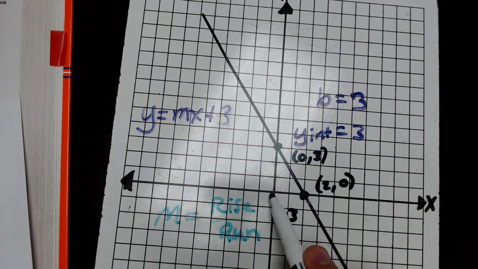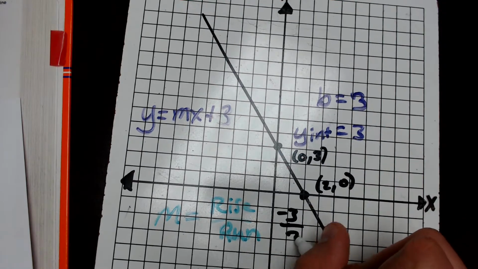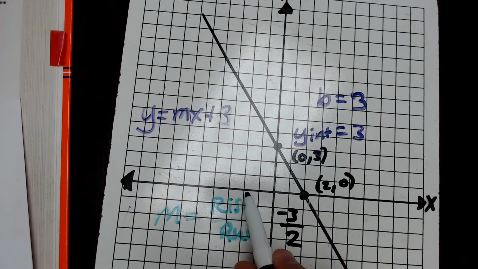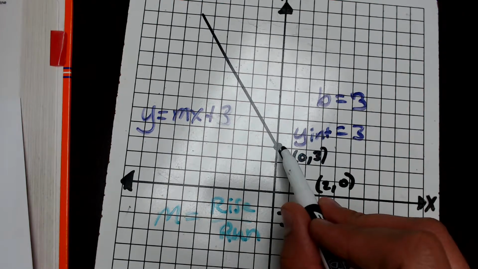Now, how far do I run? How far left or right do I go? I go right 1, 2. So that gives me +2. Now, if I went left, that would give me a negative. All right. So I'm going to count positive.